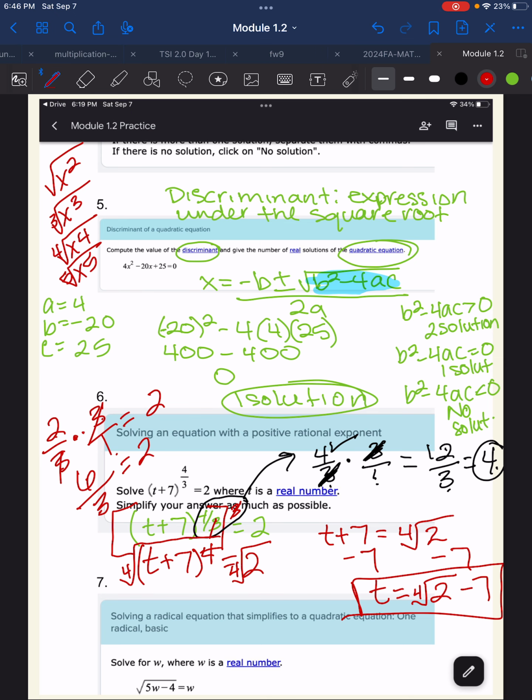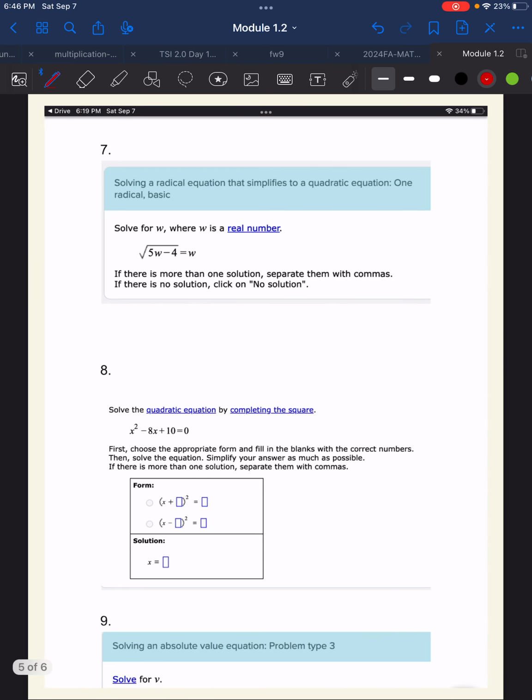Okay. Let's move on. We just did 6. All right, we're on 7. So, number 7. This one is a lengthy one as well. My goal is to get W by itself. Well, I notice that I have a square root: the square root of 5W minus 4 equals W.